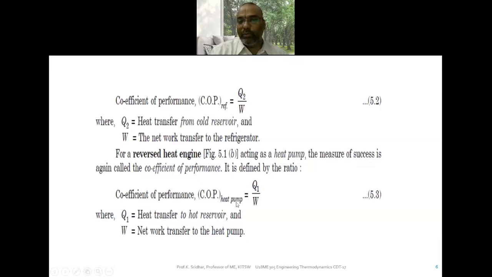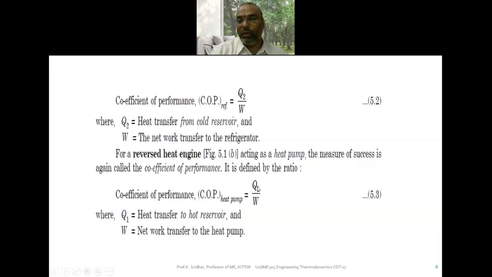The surrounding temperatures are very, very low and we have to heat the air with the help of the heat pump and supply the heated air, or the warm air, to the required place. So in this heat pump, the COP is defined as desired effect by work input. Here the desired effect is the heating effect. For the refrigerator, the desired effect is the cooling effect, and here it is the heating effect.